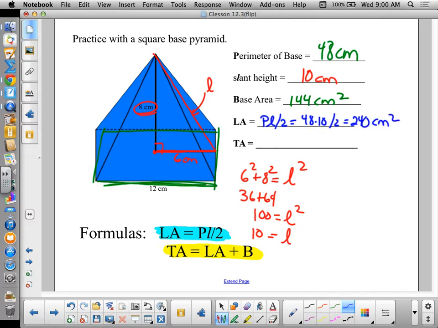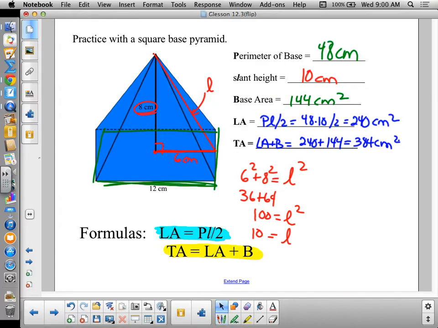The total area is the lateral area plus 1 base. So that'd be 240 plus 144, which is 384 centimeters squared. And again, today we were only worried about the surface area. We'll worry about volume tomorrow. So this is just how to find the surface area of a pyramid.